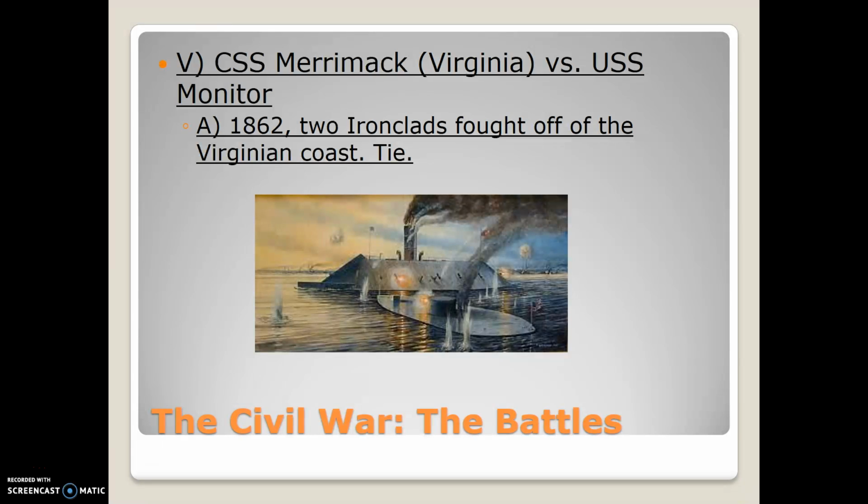So then we get to the CSS Virginia, formerly the Merrimack, versus the USS Monitor, also known as the Battle of Hampton Roads. In 1862, two ironclads begin to fight off the Virginian coast, and they end up with a tie. These two ironclads just kept wailing on each other, but because their armor is so thick, nothing happened. They actually ended up running out of gas and ammunition and had to go back to their home ports. It was a straight up tie. Kind of an interesting idea.